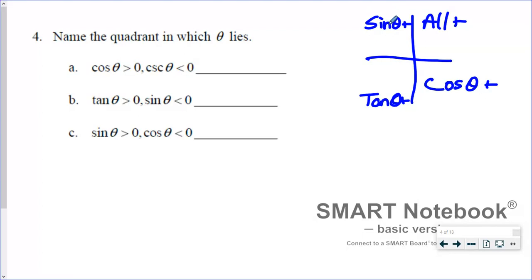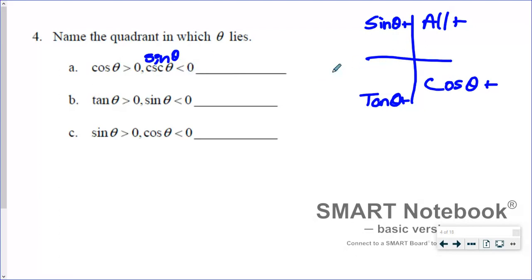So where sine is positive, cosecant is positive. Where tangent is positive, cotangent is positive. And where cosine is positive, secant is positive. So here it says, okay, well, where is cosine positive, but cosecant negative? Greater than 0 means positive, less than 0 means negative. Remember, cosecant has the same sign as sine.